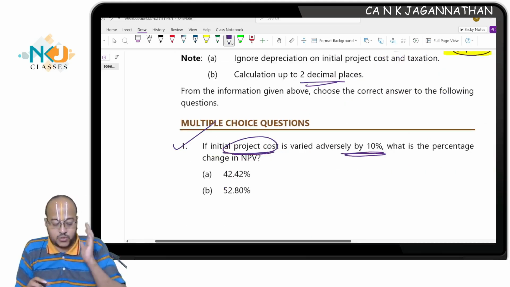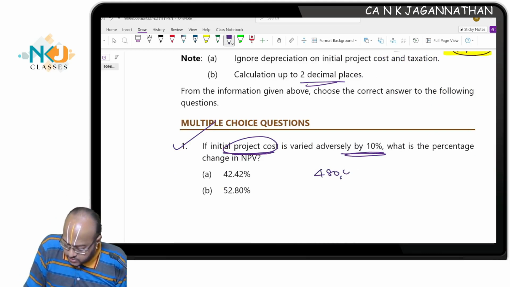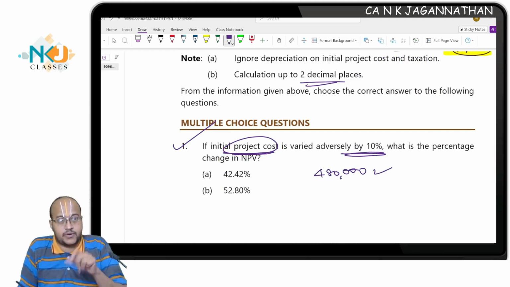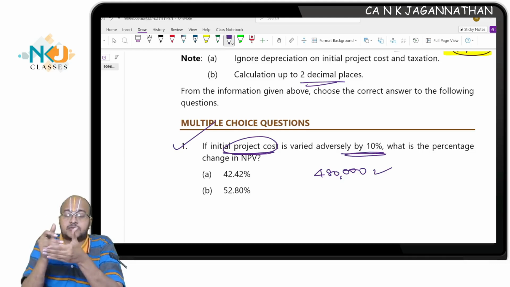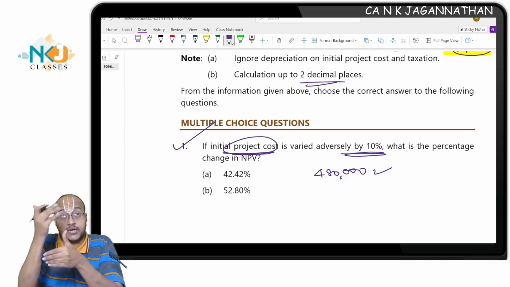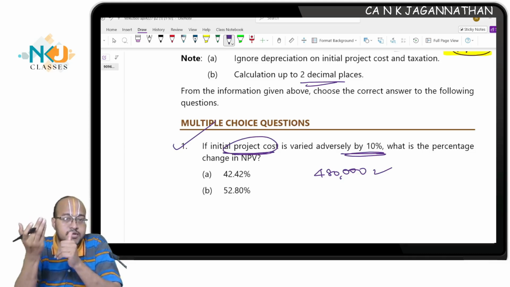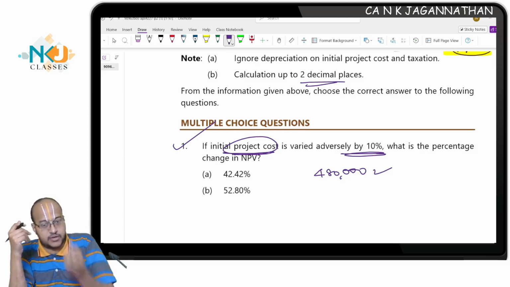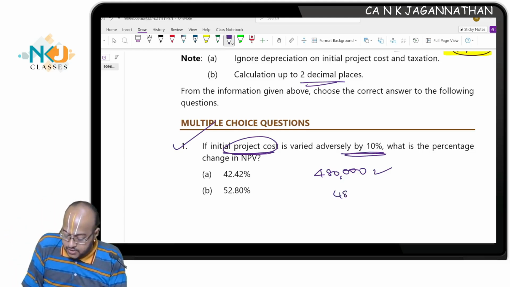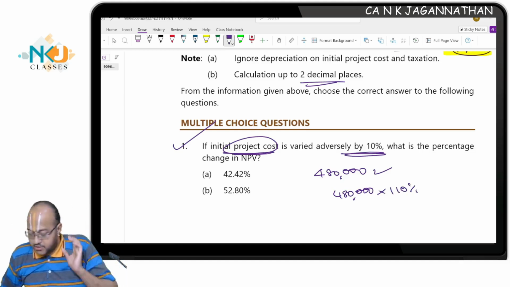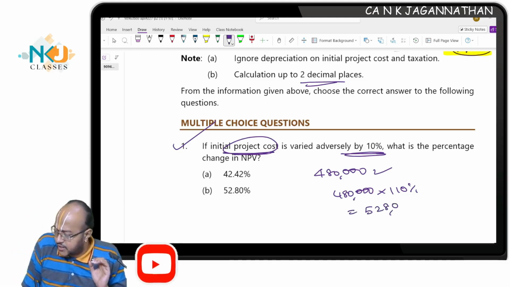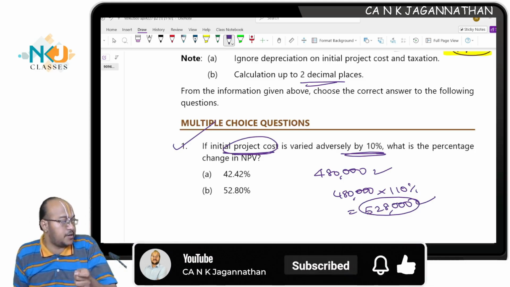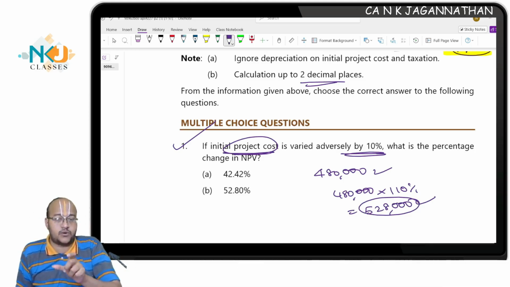If initial project cost, yes. Now tell me, what is the initial project cost? 4,80,000. What they say? If this is impacted adversely by 10%, should it increase or decrease? Increase. If cost is increased, then only it will impact adversely. If cost reduced, it is favorable to you. So 4,80,000 increased by 10%, which means 110% of 4,80,000. How much is that? If cost becomes 5,28,000, what is the NPV? Revised NPV. Then you will find out the percentage change in the NPV to find out the sensitivity in percentage.